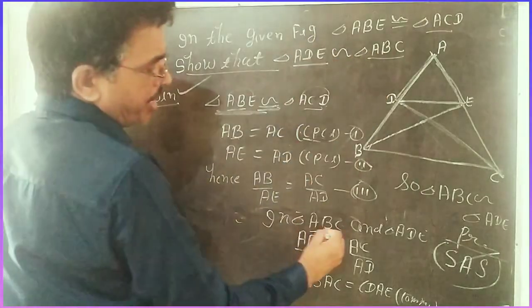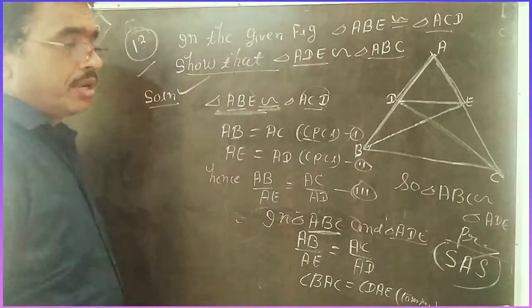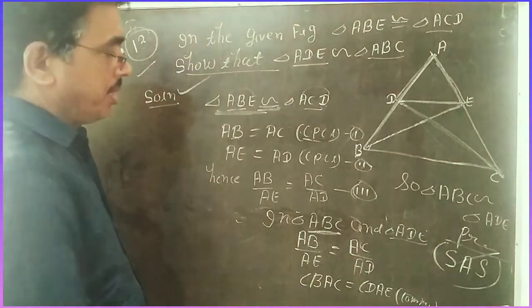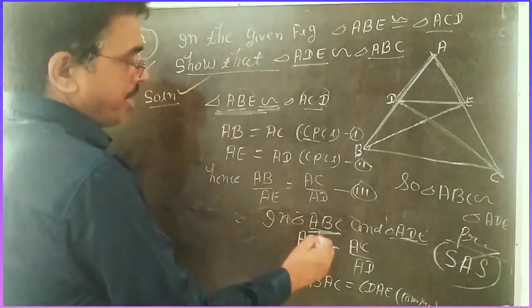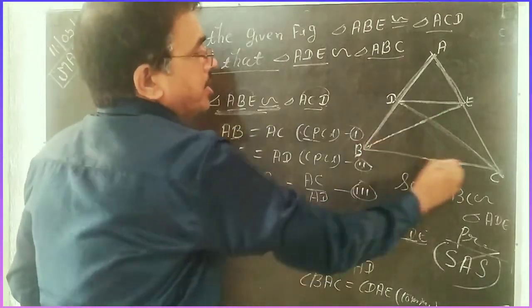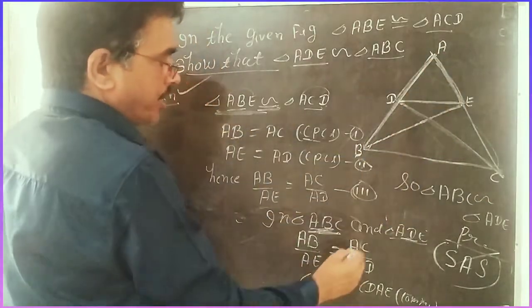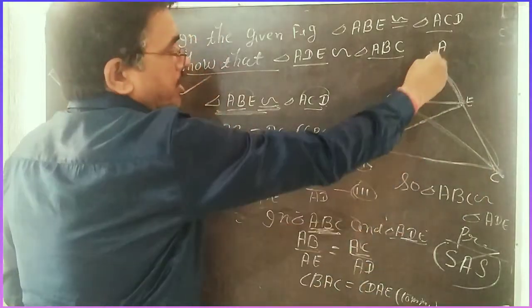I write here, in triangle ABC and ADE, now find the relation of their corresponding sides for similarity. Then in ABC and ADE, their corresponding sides are AB by AE. AB is this and AE is in the second triangle. AB in the large triangle and AE in the small triangle. Similarly, AC in the large triangle and AD in the small triangle.